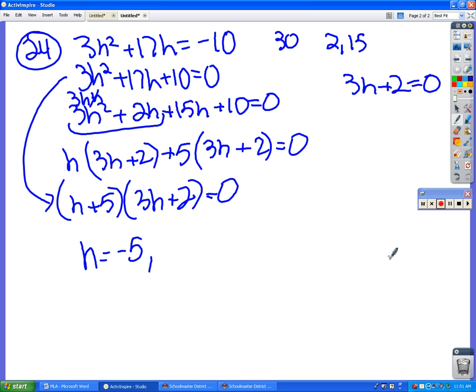Two steps. Subtract 2 to start with. So the 2's cancel, so you've got the 2 gone. Now how do I get rid of the 3? Divide both sides by 3. So yeah, this is -2/3.